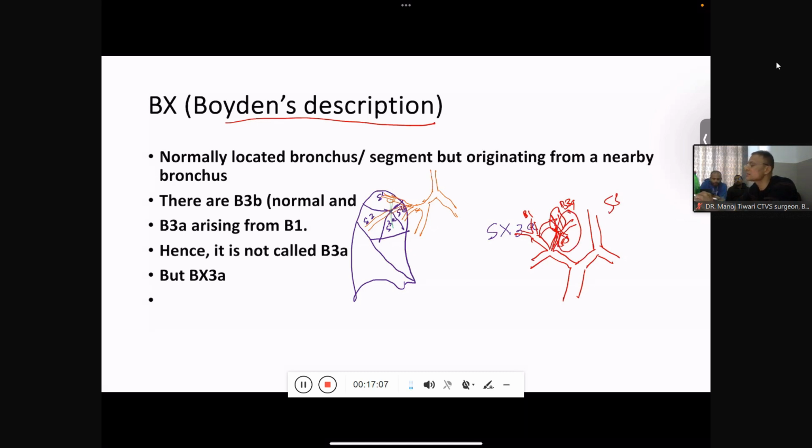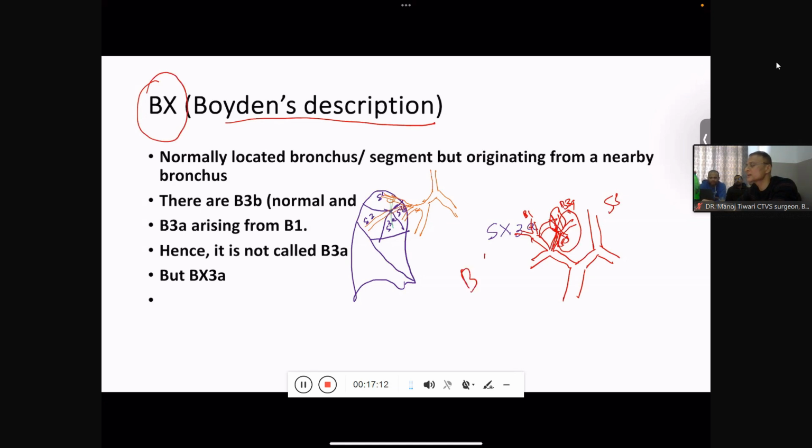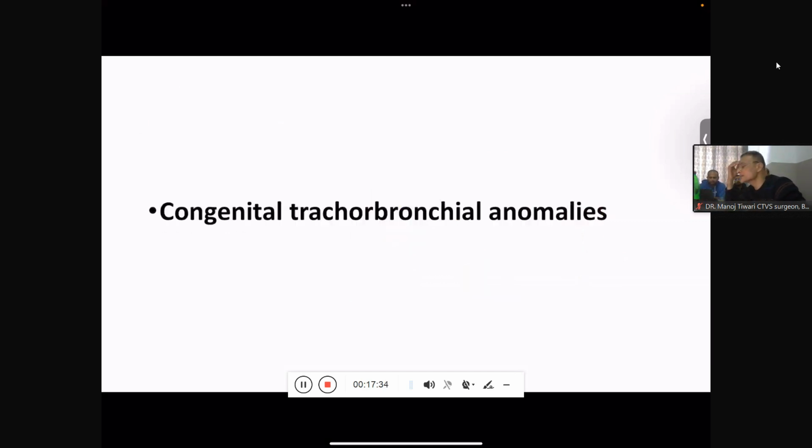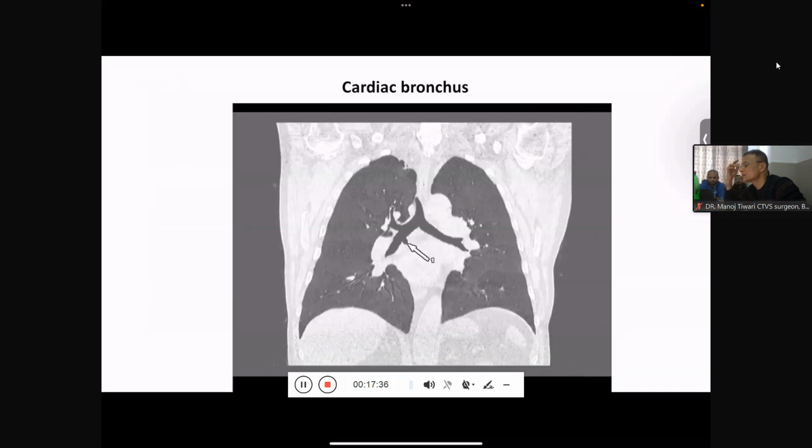So in this case, he calls it BX. This will be called BX3. It means the 3rd A segment is situated normally, but it is not arising from the B3 segmental bronchus, it is arising from elsewhere. In this particular case, it is arising from the B1 segment. So this classical nomenclature of BX is also not very familiar for many surgeons, I think.